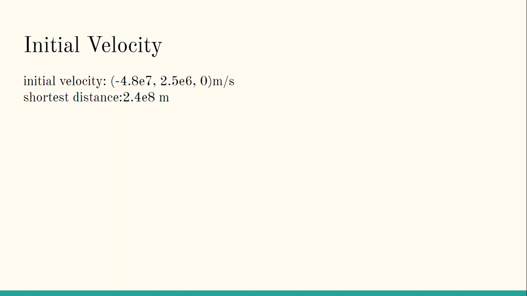And for part 2, we found out that the initial velocity is negative 4.8 times 10 to the 7th and 2.5 times 10 to the 6th meters per second. And the shortest distance from the spaceship to the black hole is 2.4 times 10 to the 8th meters.